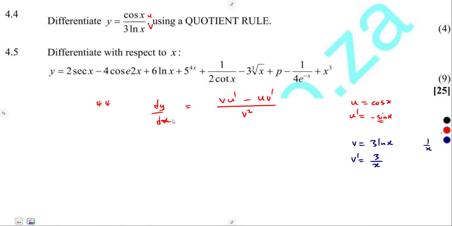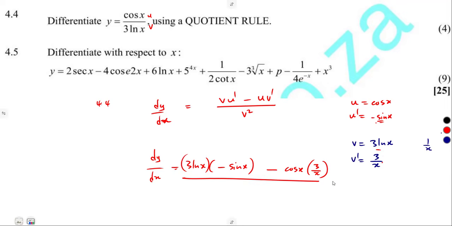So that's it. Let's substitute into our formula, our v, that's 3 ln of x, 3 ln of x times the first derivative of what? Of u, which is negative sin of x, minus our u, which is the cos, that's the cos of x times the derivative of v, which is 3 over x. So that's 3 over x over what? v squared. Our v is 3 ln of x. So that's 3 ln of x like this being squared.